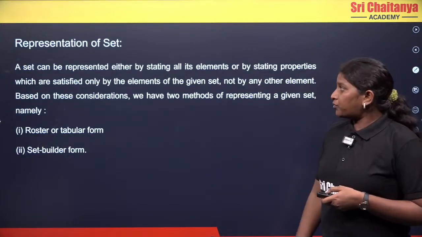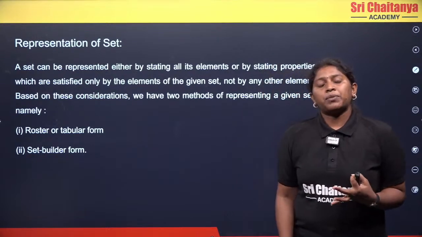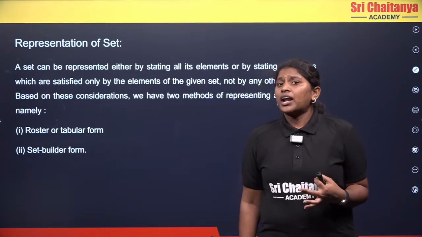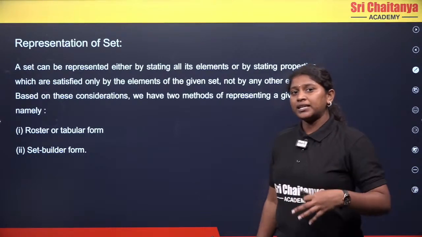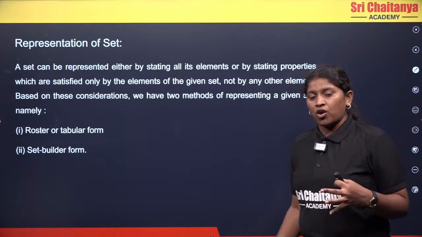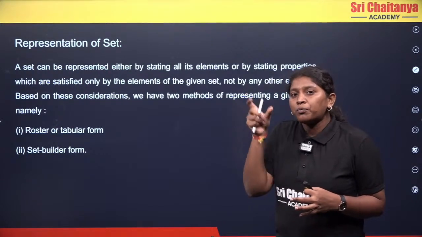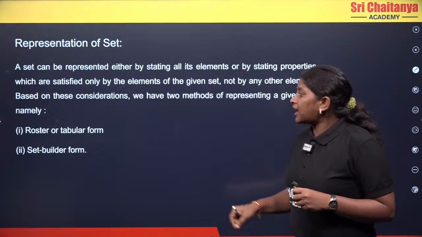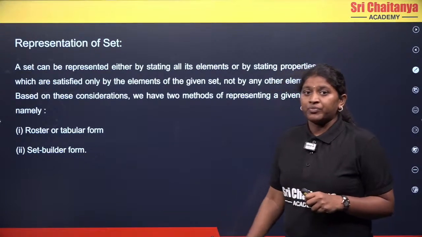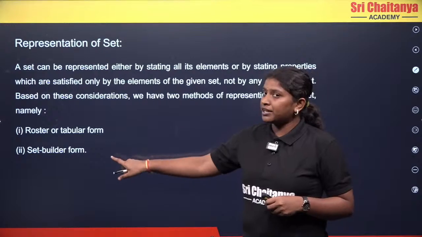Okay. Now moving to the next, representation of set. How can we represent the given set? We are having two methods. First method is we can take the elements that we are having in that set. Otherwise, we can mention the common property between all those elements. So depending upon that, we are having two types of representation. One is the roster or tabular form, and another one is the set builder form.